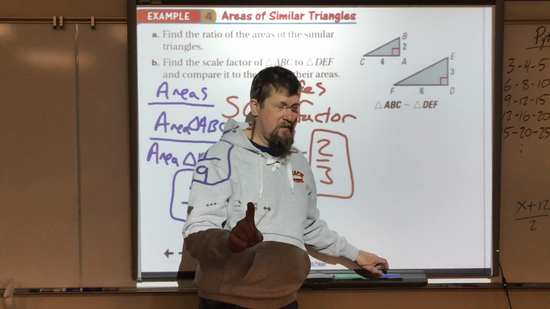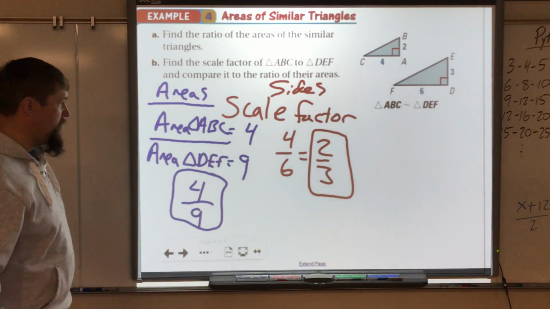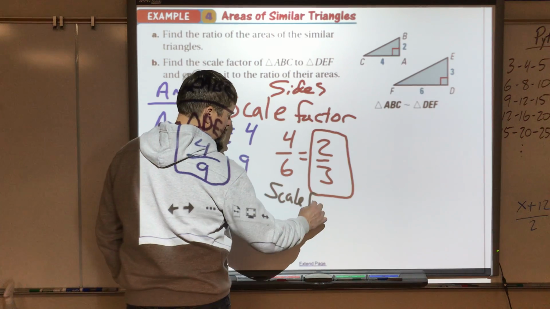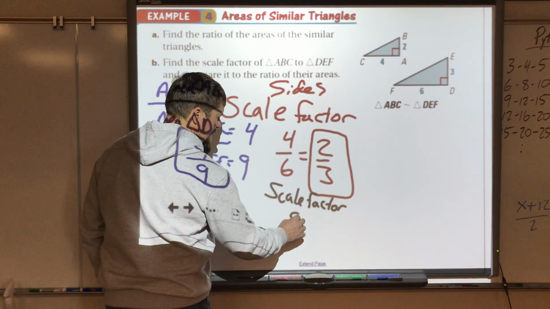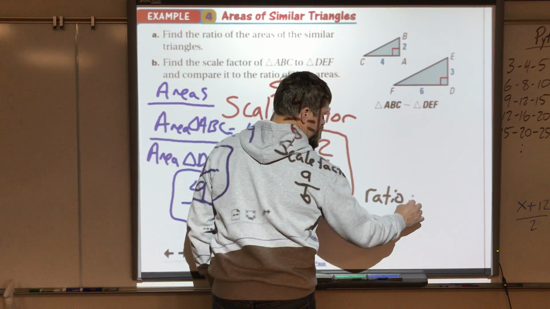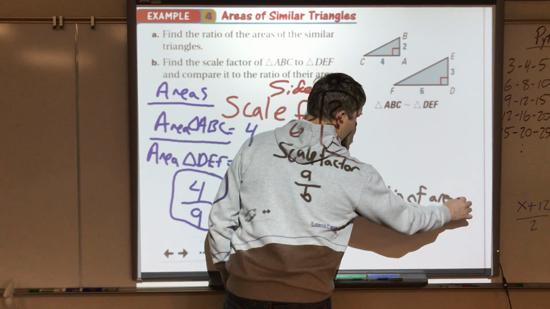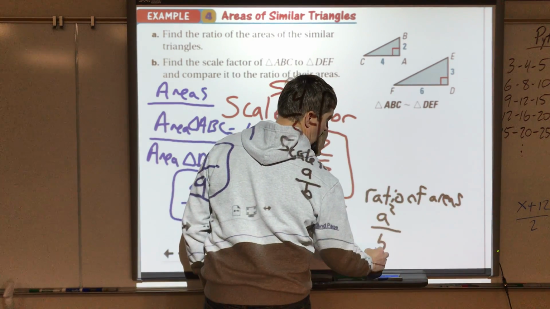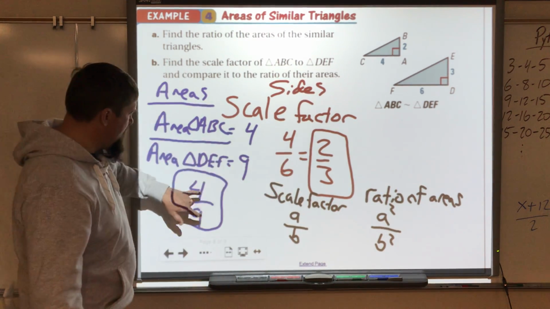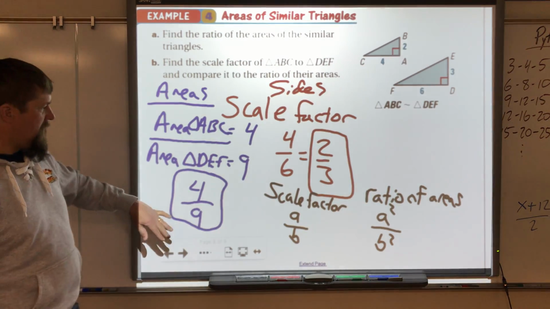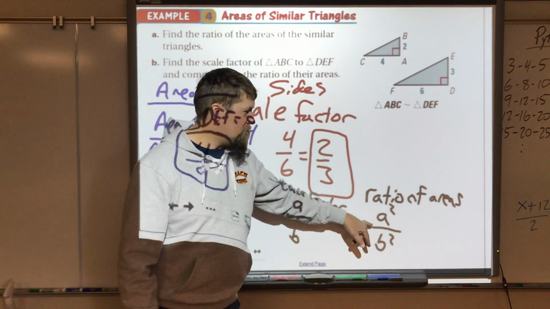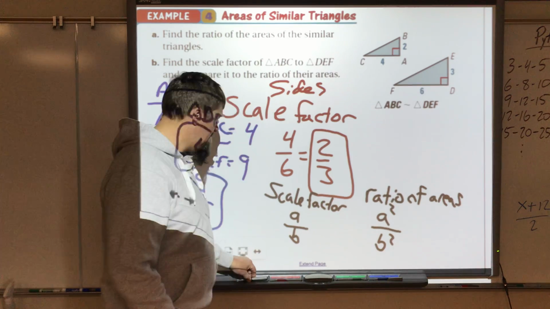Okay, so here's the lesson. Here is what they're trying to show you. That when you have a scale factor of A to B, the ratio of the areas is A squared to B squared. Now, look at that. This is 2/3. If I square that, it's the ratio of the areas. So if the scale factor of one triangle to another is A to B, the ratio of the areas is A squared to B squared.